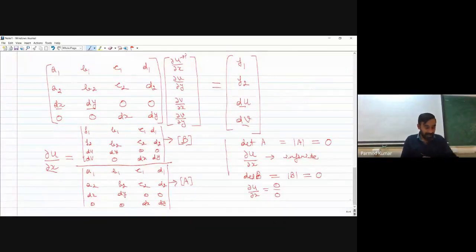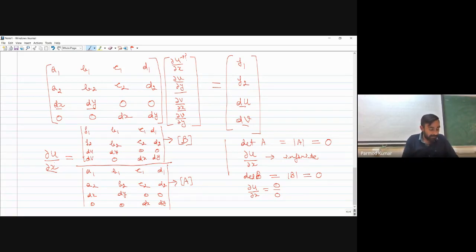Okay, so similarly while I will be determining the value of del v by del y, del v by del x, and del u by del y, in that case also I may get a situation of indeterminate. But what I want to say is that if any of our derivatives is becoming infinite, then obviously all others will also become infinite.